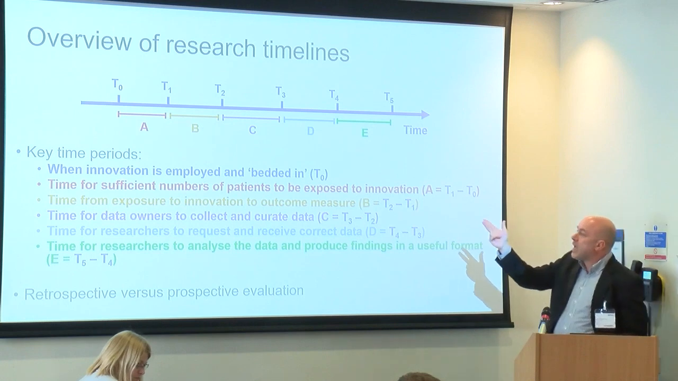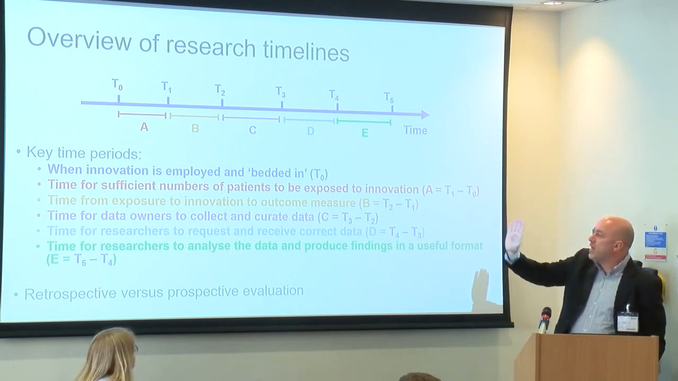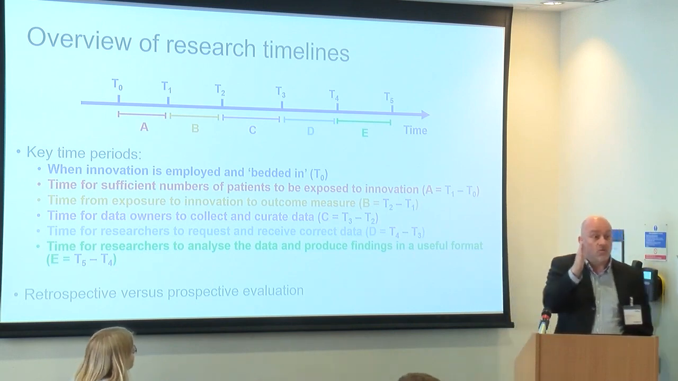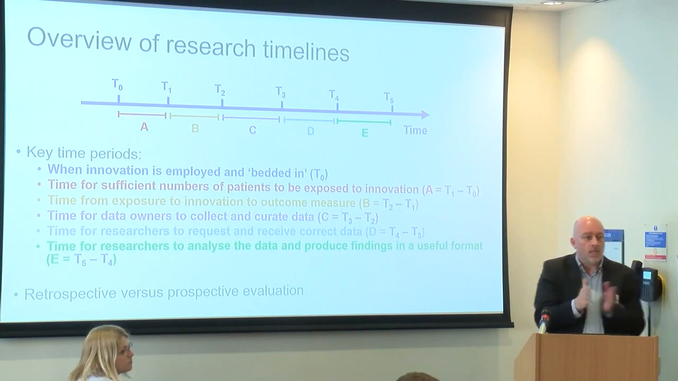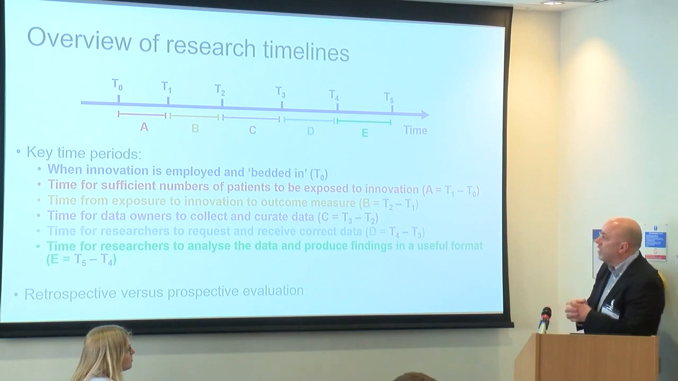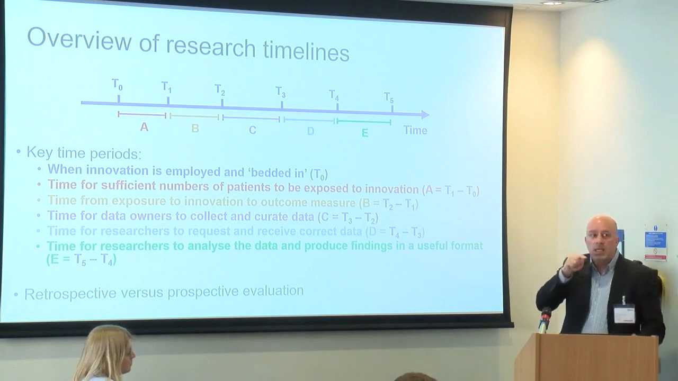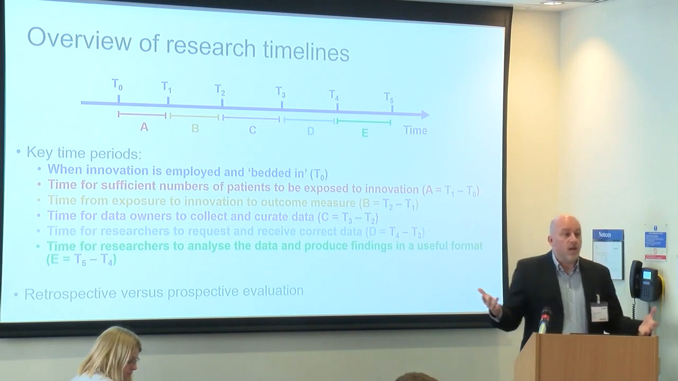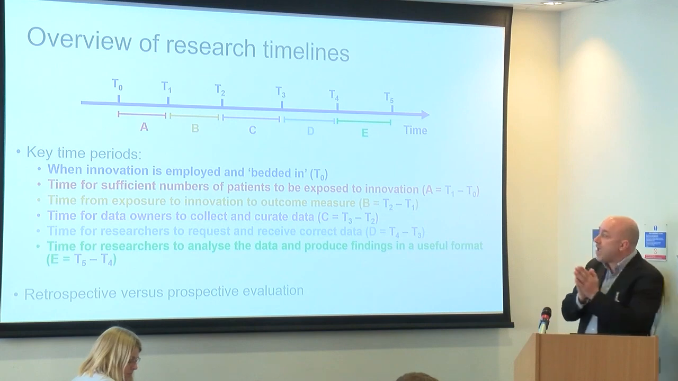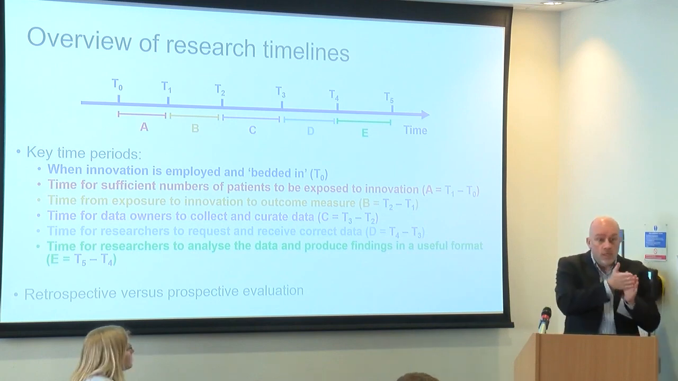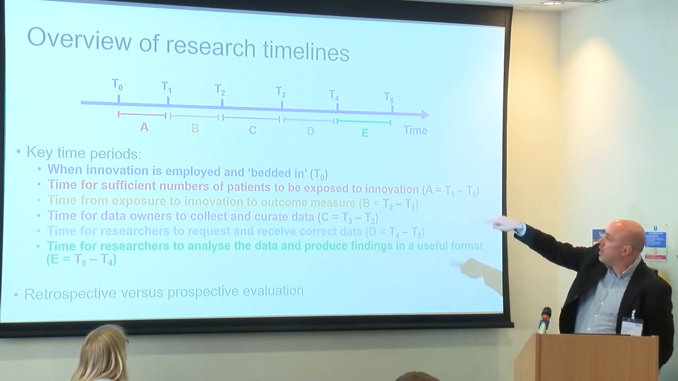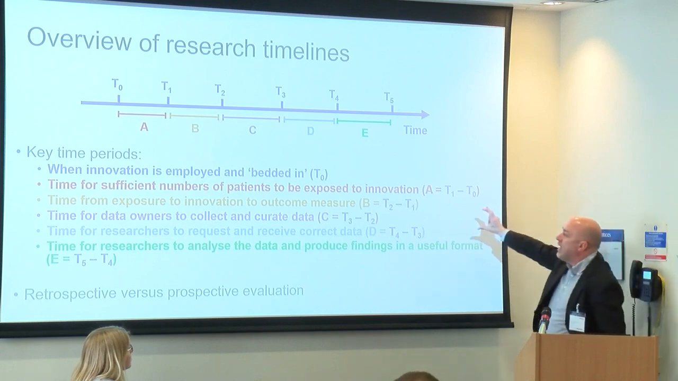So one is we have at T0, that's when the innovation is employed and bedded in. And actually sometimes that's not clearly defined, that's quite tricky. And you might be setting up to do your nice, lovely academic evaluation and things don't quite start when they're supposed to, and that is a bit of an impact. Okay? And then the next thing is, well, actually, to do your evaluation, if, for example, it's evaluating costs and patient outcomes, you need to have sufficient numbers of people to have experienced the innovation to collect the data. So that's going to T1, so that's the kind of the interval A.